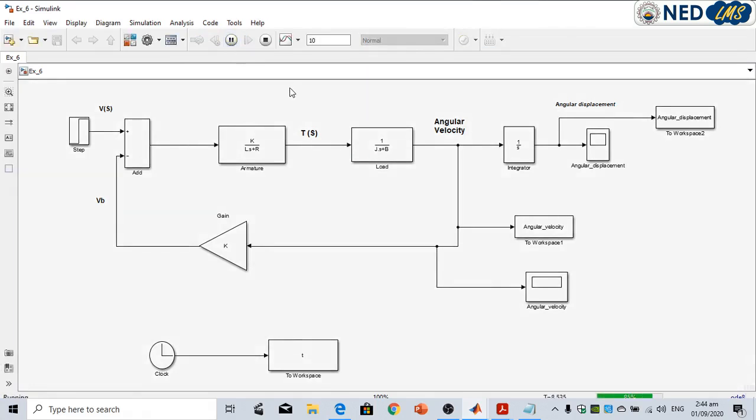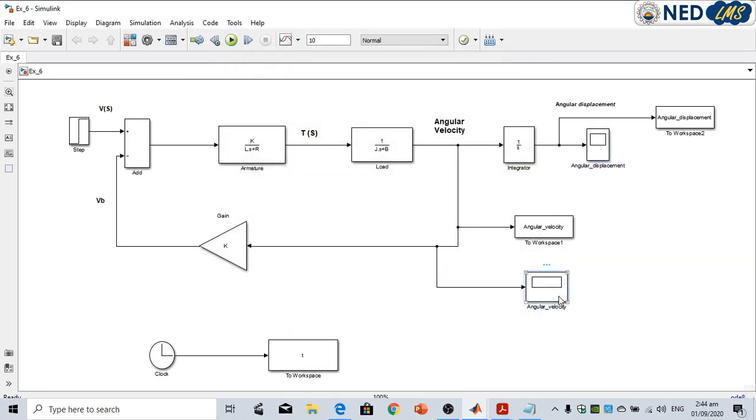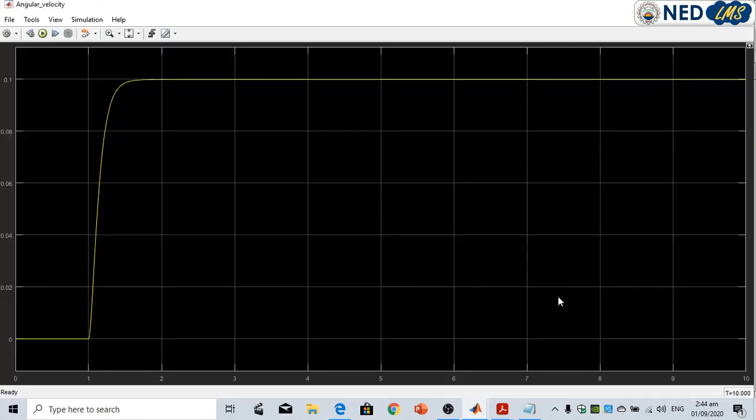After pressing the click button, and when the simulation time has lapsed, this plot is showing the angular displacement, and this scope is showing the angular velocity. This is the steady state output of this DC machine.